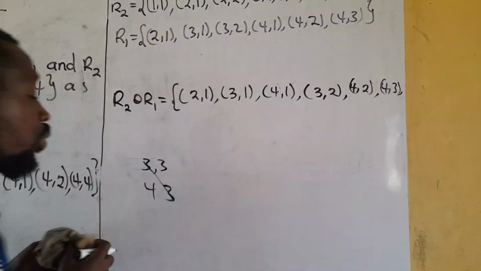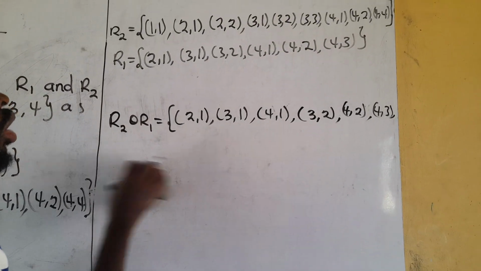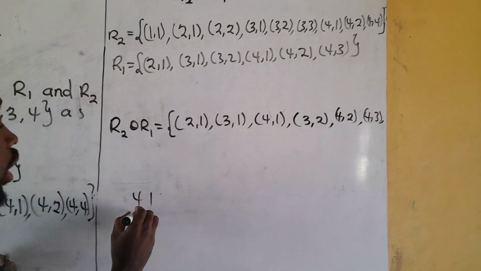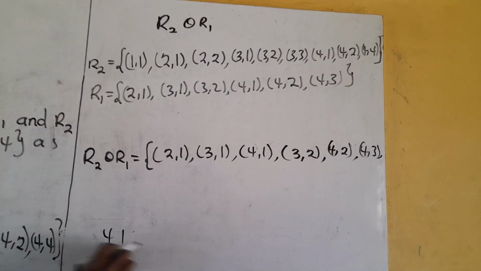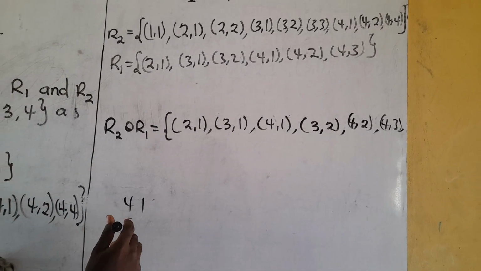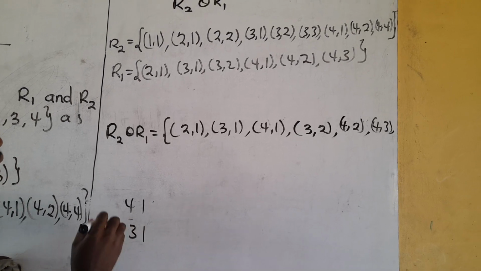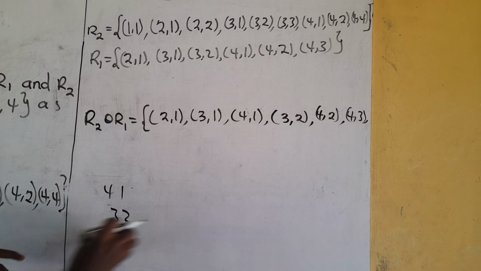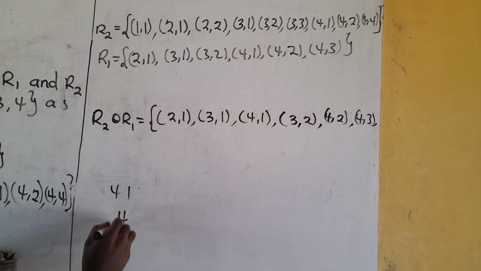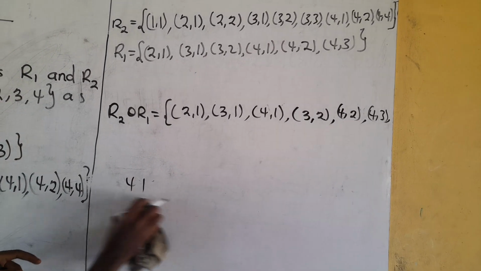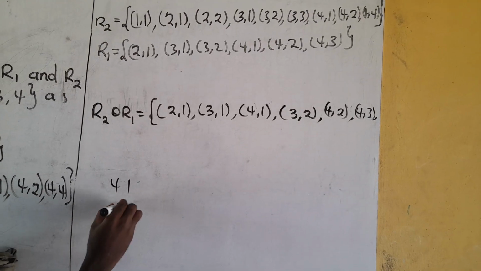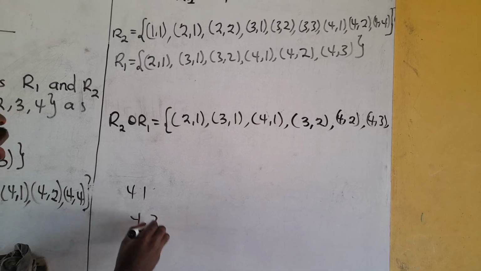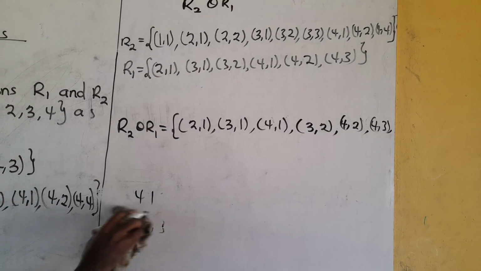The next one, we take 4 1 and match it. 4 1 against 2 1, no such corresponding. 4 1 against 3 1, no such corresponding. 4 1 against 3 2, no such corresponding. 4 1 against 4 1, no such corresponding. 4 1 against 4 2, no such corresponding. Then 4 1 against 4 3, there is no such corresponding. So we are done with 4 1.